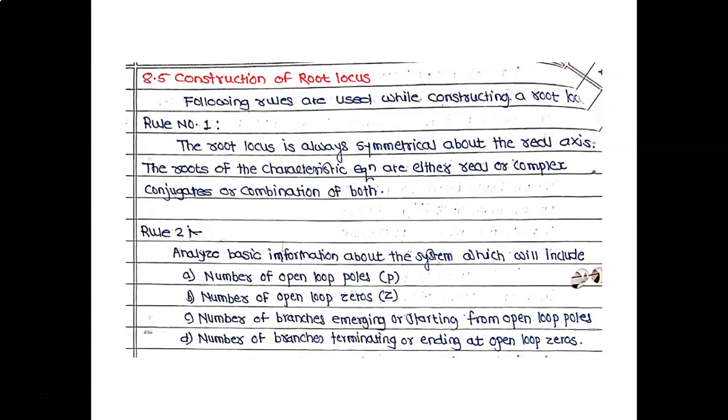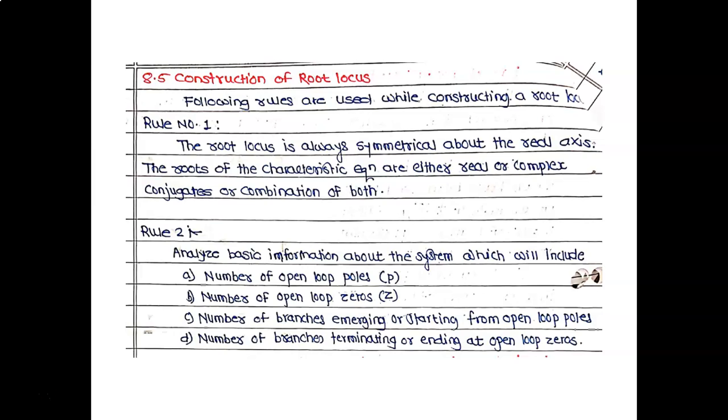The following rules are used while constructing a root locus. Rule number 1: the root locus is always symmetrical about the real axis. Real axis means x-axis. The roots of the characteristic equation are either real or complex conjugates, or a combination of both.